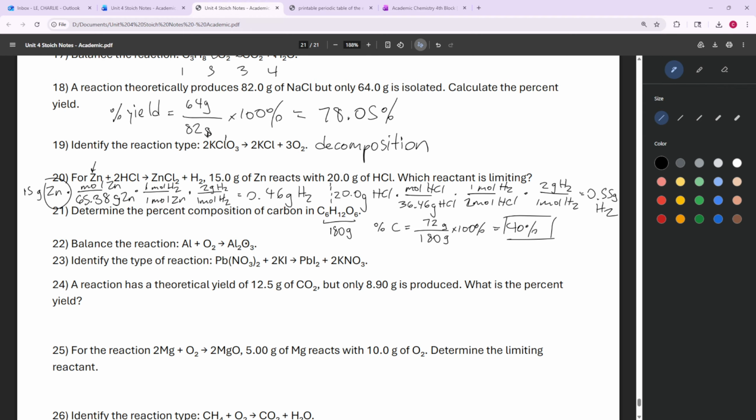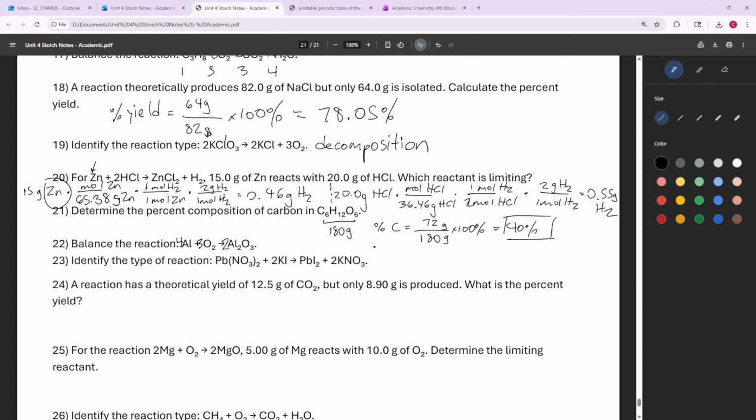Balance the reaction. All right, so I noticed that there's 2 oxygens here, 3 oxygens over here. So to balance that, I'll put a 3 in front of the oxygen and a 2 in front of the O3. Get 6 oxygens on both sides. That's 4 aluminums on one side. I need 4, 3, 2.